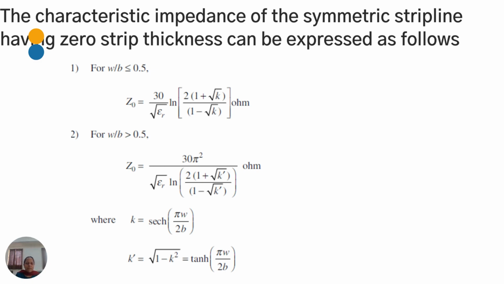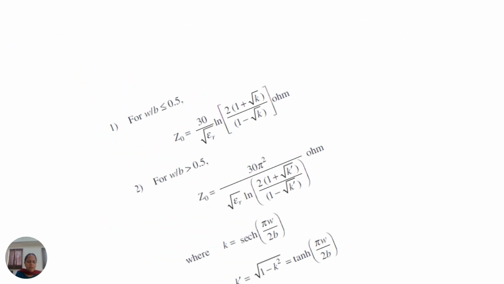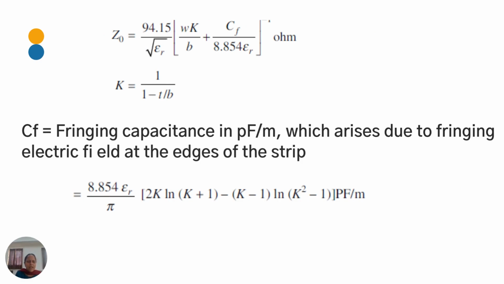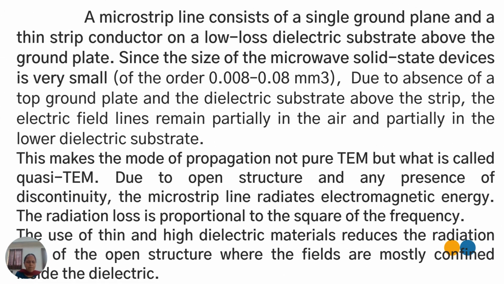And K can be represented like this, and K dash can be represented in this form. These are all empirical formulas and there is no complete derivation of how these formulas are obtained. They are derived using some experimentation and some empirical relations. Again, Z0 can be simplified in this form. In this, CF is nothing but the fringing capacitance in picofarads per meter, which arises due to the fringing electric field at the edges of the strip. CF can also be found with the formula given below.